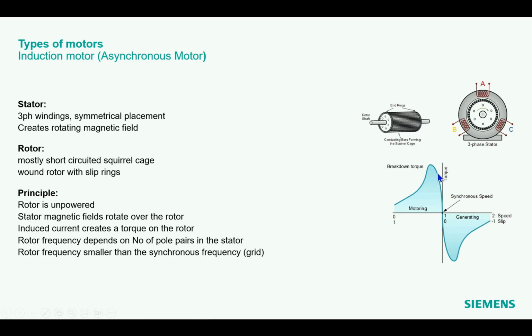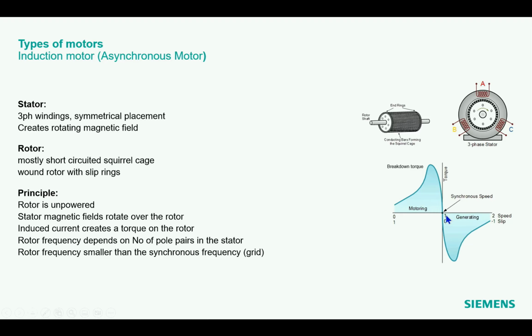And the name breakdown torque is exactly because then the whole system breaks down. If I'm here and the torque this motor can deliver is not enough, then the motor will slow down further, and with this further slowdown, the torque becomes lower, so there's no chance to come back, and the motor will go to standstill.